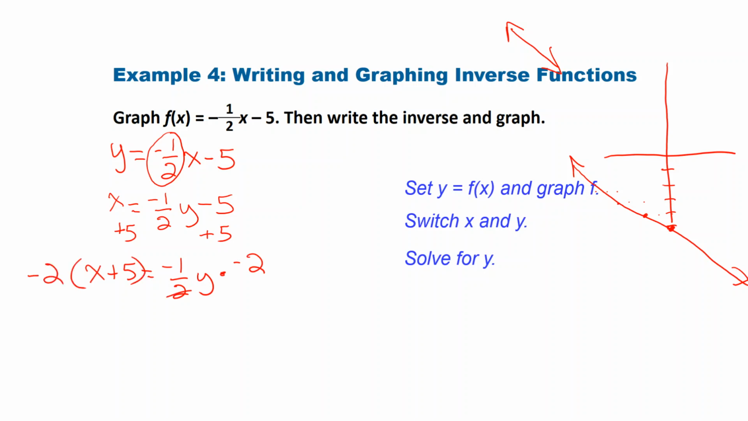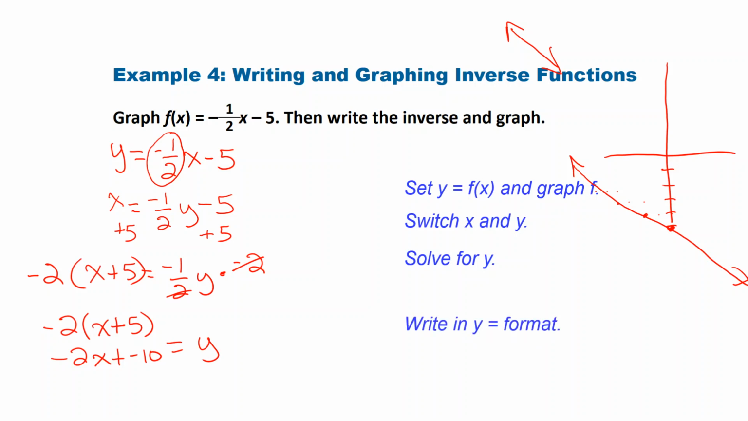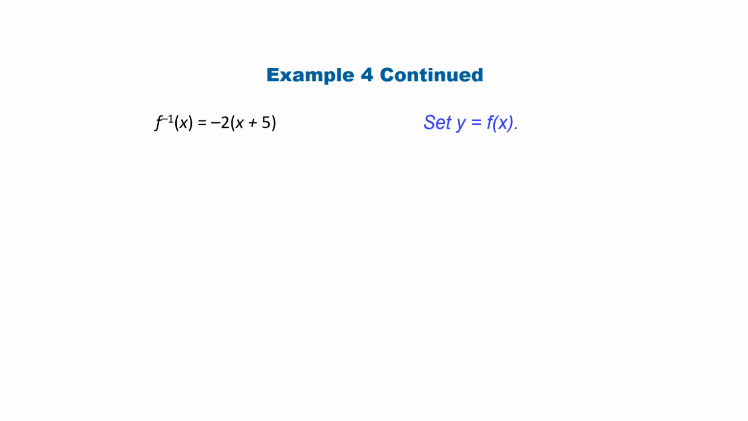And when I do that, my 2's cross out here, so I end up with -2 times x plus 5. Go ahead and distribute that, -2x plus -10, equals y. All right, and then finally I want to write it back into y equals, so I'm going to say y equals -2x plus -10. All right, so let's just move this over to the next slide where I have a little more room. So far, here's what I have. My inverse f of x is now -2x plus 5.